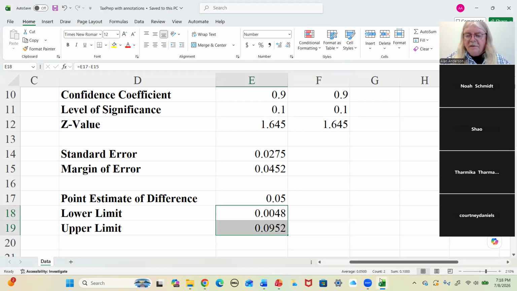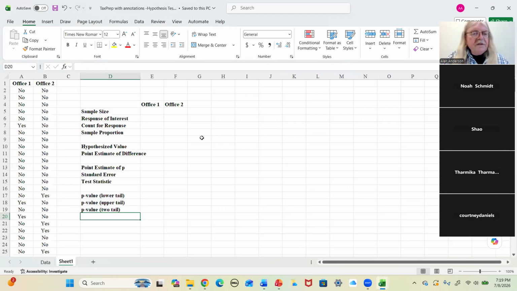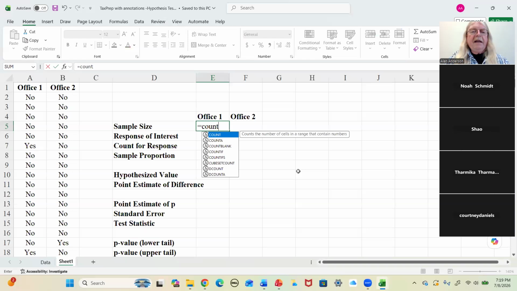So yes, that's done. But tax prep also has the hypothesis test. That would be the last one for tonight. So here it is. And it's the same data. Now we're actually testing the hypothesis. So again, remember how to do this. The sample size is count A. And I'm going to start here. And let's say this is a lot of data. I don't know where it ends.